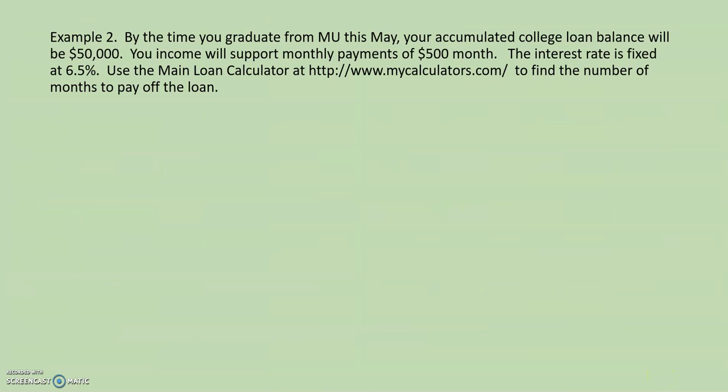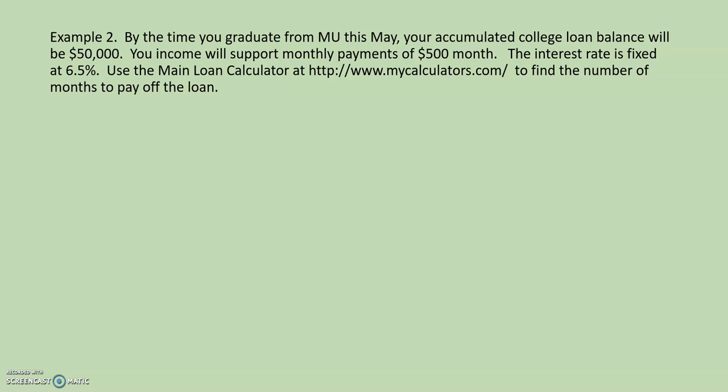Use the My Calculator website again to find the number of months to pay off the loan. By the time you graduate from Millersville this month, your accumulated college loan balance will be $50,000. Your income will support monthly payments of $500 a month. The interest rate is fixed at 6.5%.